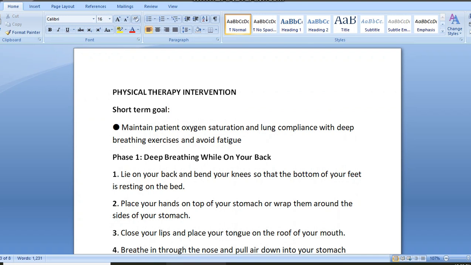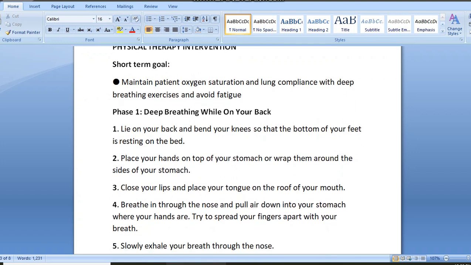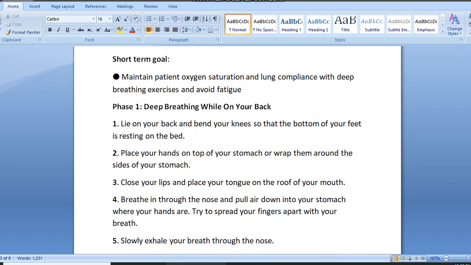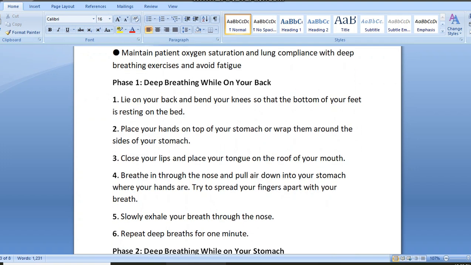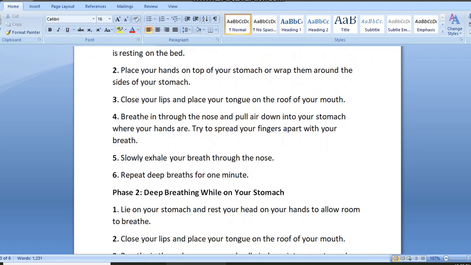Number 1. Lie on your back and bend your knees so that the bottom of your feet is resting on the bed. Number 2. Place your hands on top of your stomach or wrap them around the sides of your stomach. Number 3. Close your lips and place your tongue on the roof of your mouth. Number 4. Breathe in through the nose and pull air down into your stomach where your hands are. Try to spread your fingers apart with your breath. Number 5. Slowly exhale your breath through your nose. Number 6. Repeat deep breathing for 1 minute.